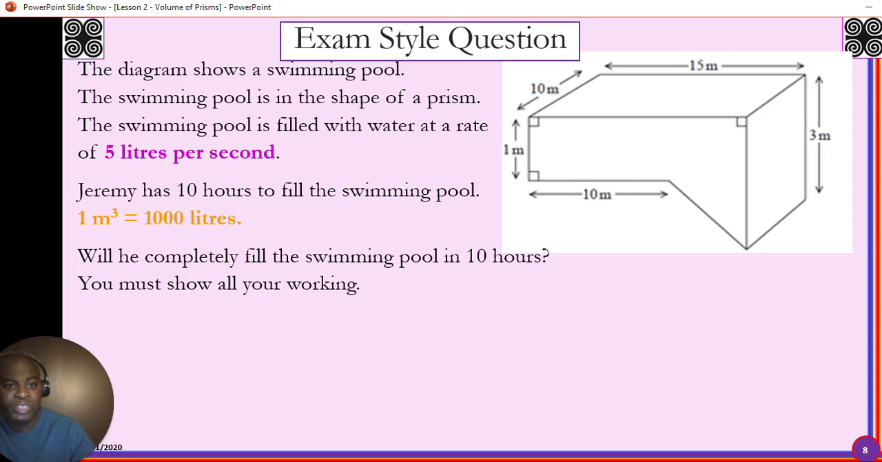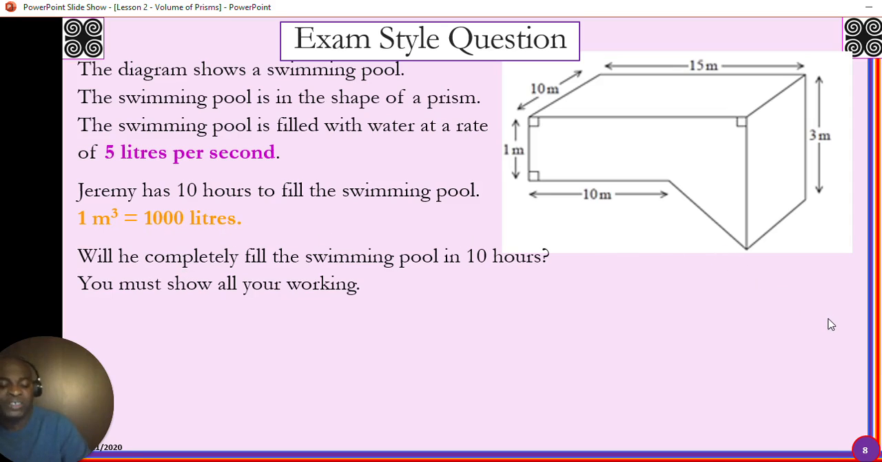We have a swimming pool with the dimensions given, and this swimming pool is empty, but we've been given some restrictions. The swimming pool is filled with water at a rate of 5 liters per second. Jeremy has 10 hours, and the question is, will 10 hours be enough to really fill this swimming pool? And also 1 meter cube is the same as 1,000 liters.